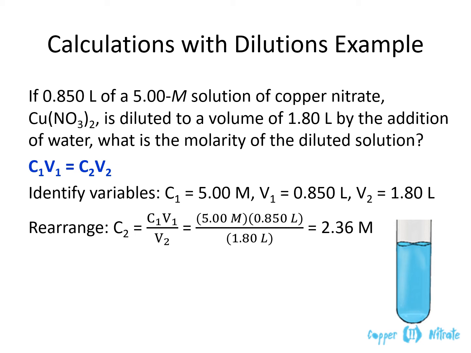If we're starting with a concentration of 5 molar and we're diluting it, it's getting weaker. So we should expect to get a smaller molarity for our new concentration. In fact, we do. We get 2.36 molar.